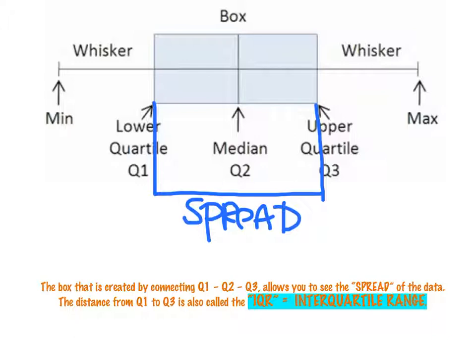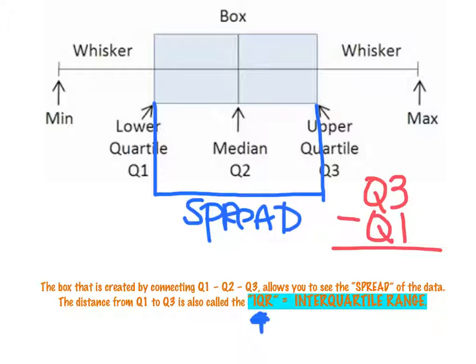This distance is also called IQR, or interquartile range. So if you notice, this box is on the inner part. The whiskers are on the outside part. If I want to know how much distance this box is taking up, I am going to take the Q3 value and subtract the Q1 value, and that tells me the spread of the data. And we're going to look at how to do that as well.